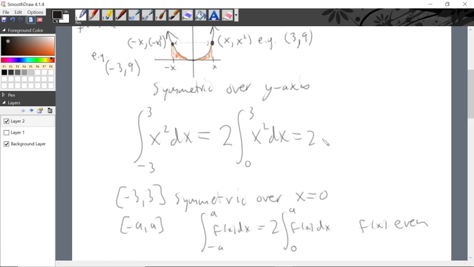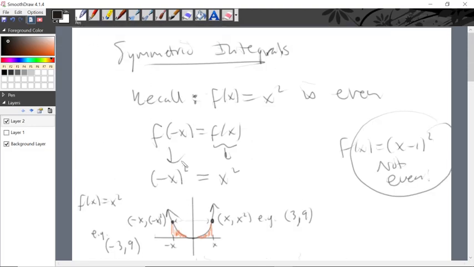What would this be? 2 times x cubed over 3, from 0 to 3. So it's going to be 2 times 3 cubed over 3, and then minus, that's going to be just minus 2 times 0. So this is going to be 2 times 9, which is 18. So the answer is 18. And because we were able to evaluate it at 0 at the lower bound, it made it a little bit easier for us to evaluate the integral overall instead of having to use the -3.